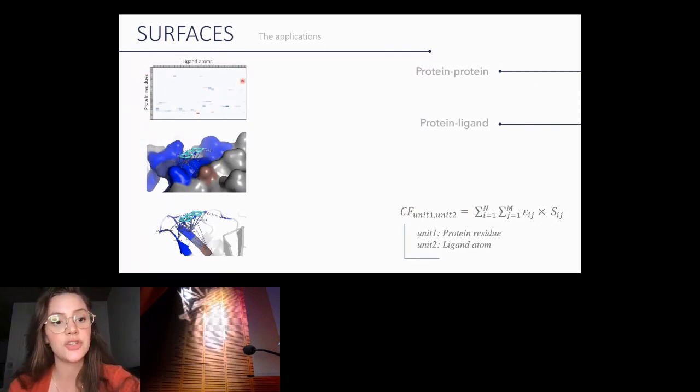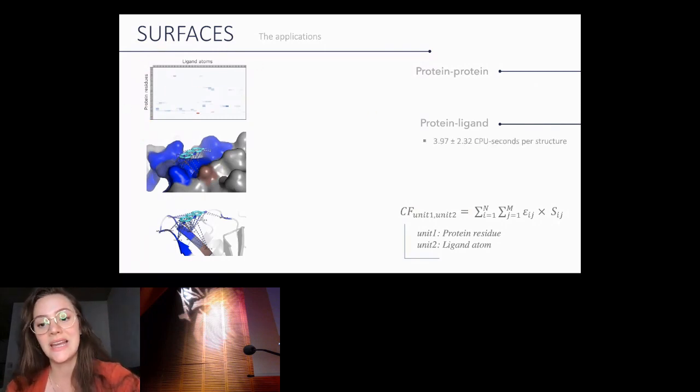Our second application is the protein ligand application, in which you can see the binding interaction for every protein residue and every ligand atom. As a test application, we ran it for 131 complexes of different SARS-CoV-2 proteins and a set of small molecules. The average to run each one of those complexes was around 4 CPU seconds.